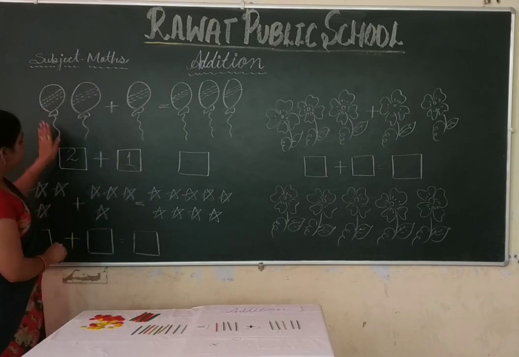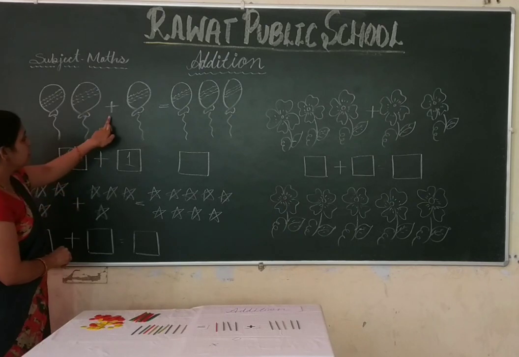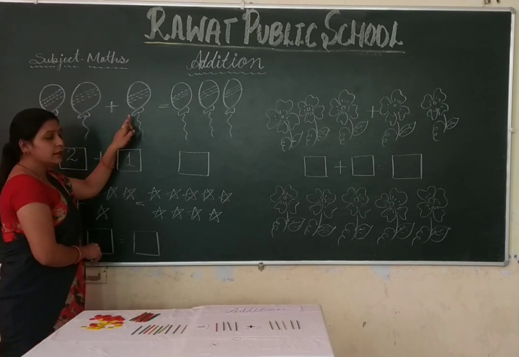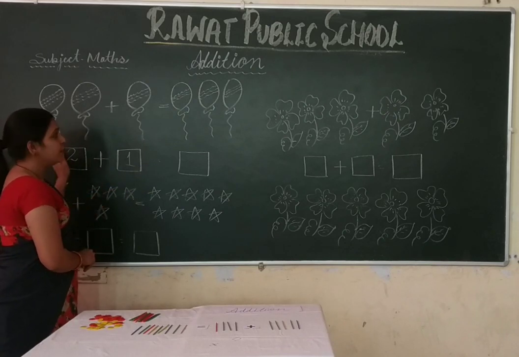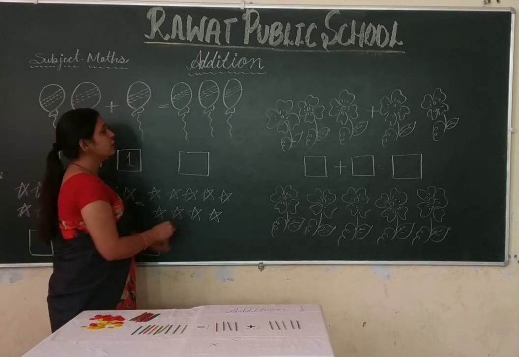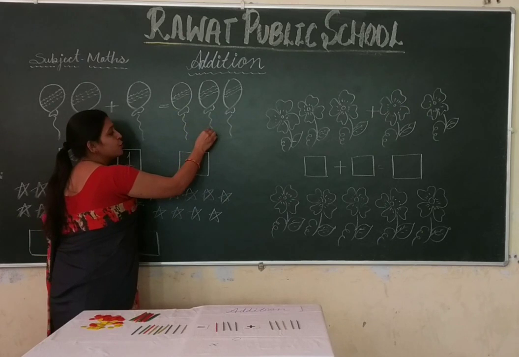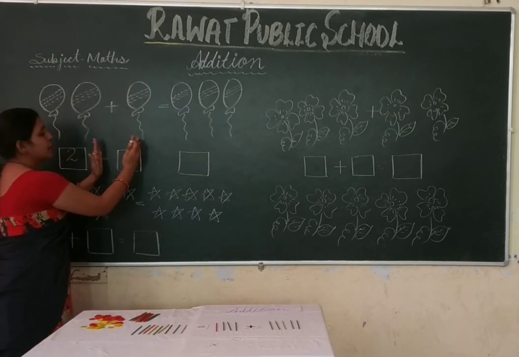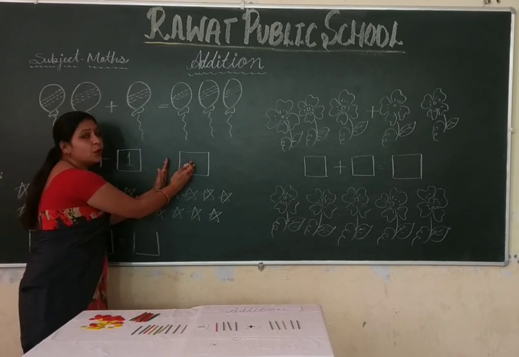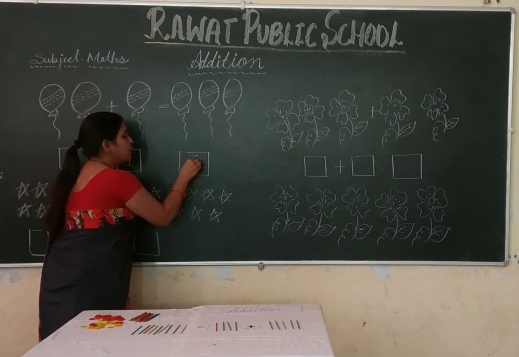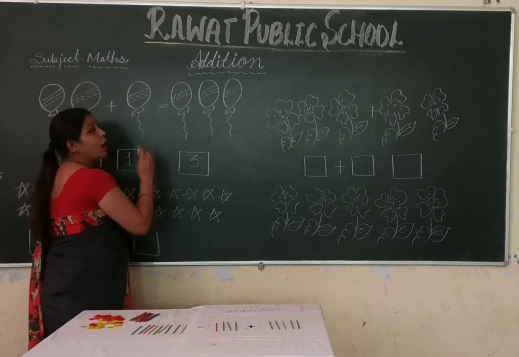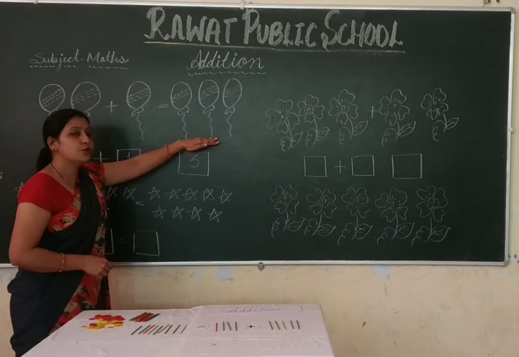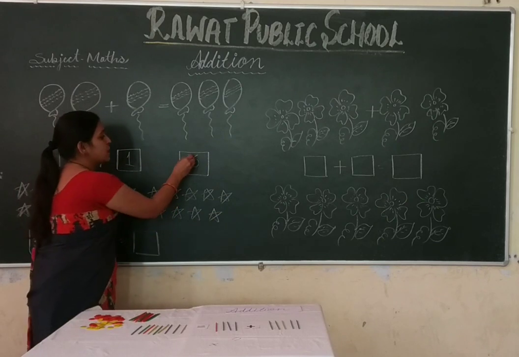2 balloons here. Write it here. 2. Then the sign of plus. 1 balloon is here. So write 1 here. After that, just count all the balloons. 1, 2, 3. Means that 2 balloons plus 1 balloon is equal to 3 balloons. How many total balloons are here? 3. 1, 2, 3. So just write it here.